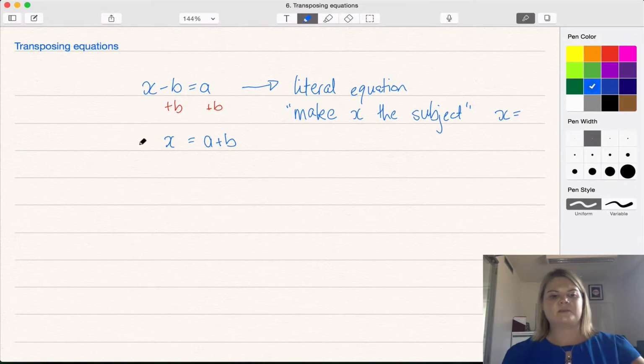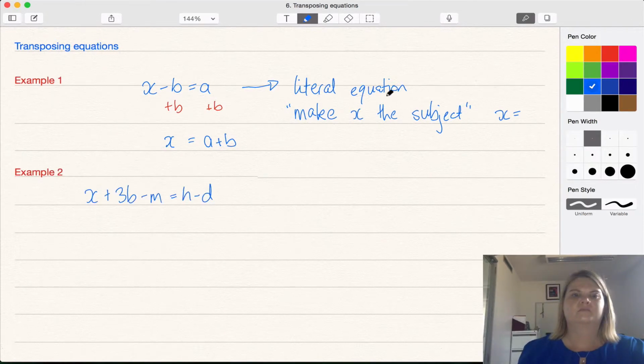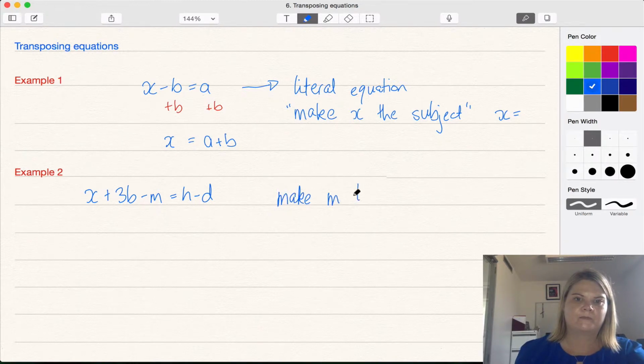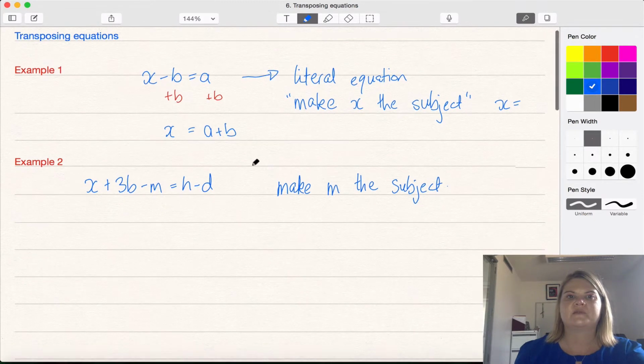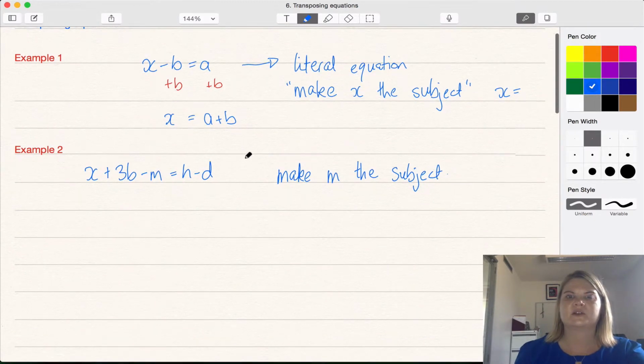Let's look at a second example. Okay, this one's got a few more variables in it, but we can still work it out. X plus 3b minus m equals h minus d. So this is another example of a literal equation, and this one is going to ask us to make m the subject. So we're trying to get it into m equals form. You might like to pause the video and have a go, otherwise you can watch on with me now.